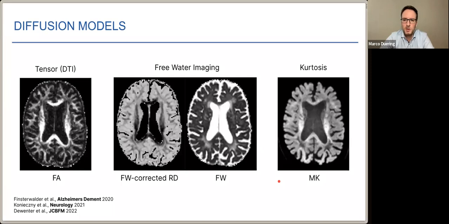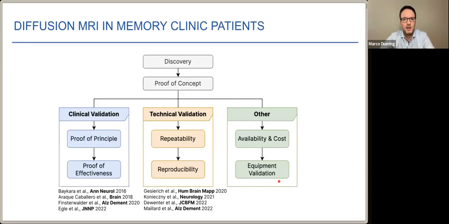It's a B-tensor model, or higher order diffusion models like kurtosis that require multi-shell diffusion data. There's also, you might have heard of NODDI, a biophysical model that really tries to model the architecture of the brain and biophysical properties. So many diffusion models, and really a lot of work has been done to validate diffusion MRI, for example, for memory clinic patients.